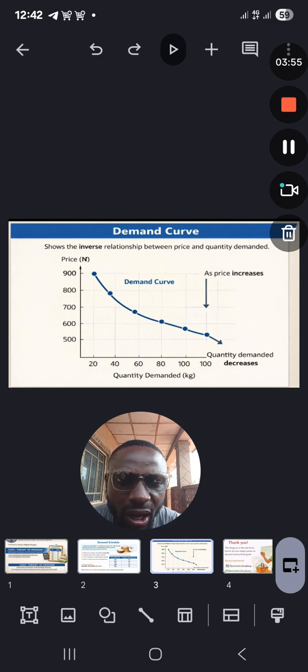Now, the y-axis shows price, and the x-axis shows quantity demanded in kgs. And as price increases, the quantity demanded decreases. And that is why, because of the inverse relationship of price and quantity demanded, the demand curve always slopes downward. It slopes downward because as price increases, quantity demanded decreases, and as price decreases, quantity demanded increases. So the demand curve will always slope downward because of the inverse relationship between price and quantity demanded.